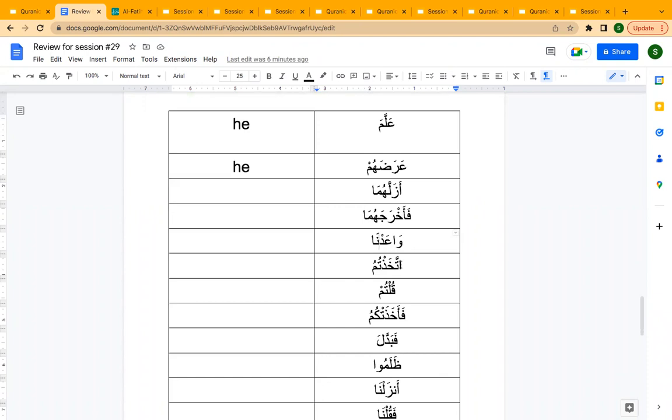Ittakhaztum. Who's the doer? Ittakhaztum. Tum. So who is going to be the doer? Look carefully. Ittakhaztum. Tum. Antum ittakhaztum. So the doer is not them. There is no them. The doer is antum. And antum, you all took. Ittakhaza means to take. So you all took because of antum ittakhaztum. Everyone got it or no?